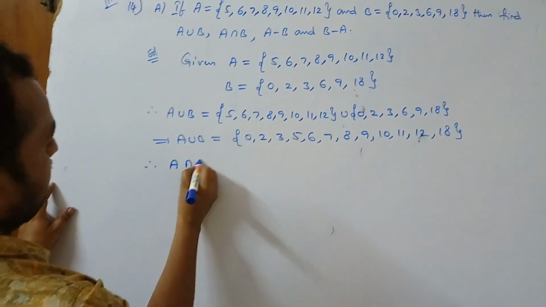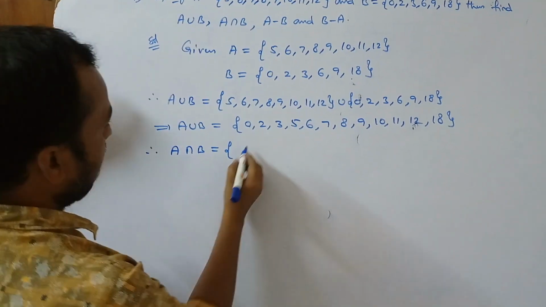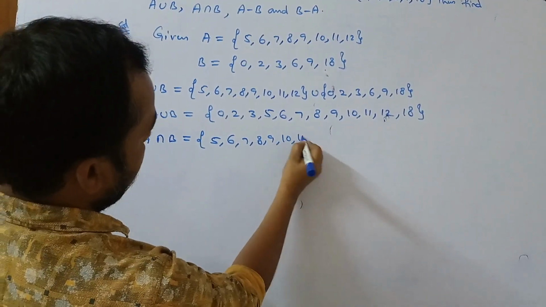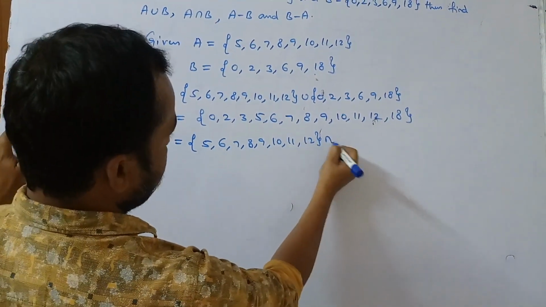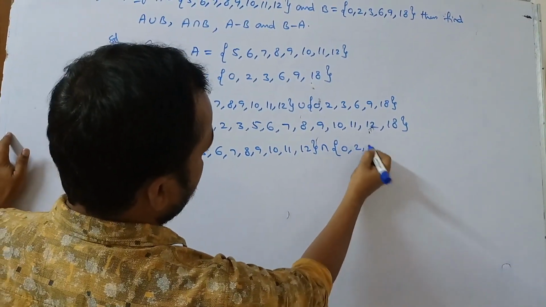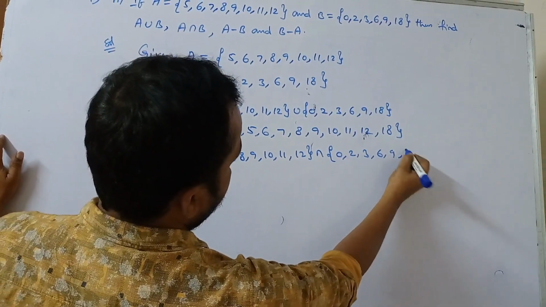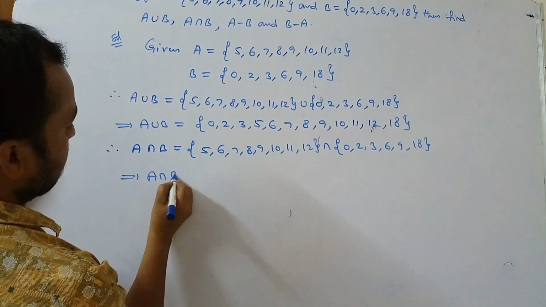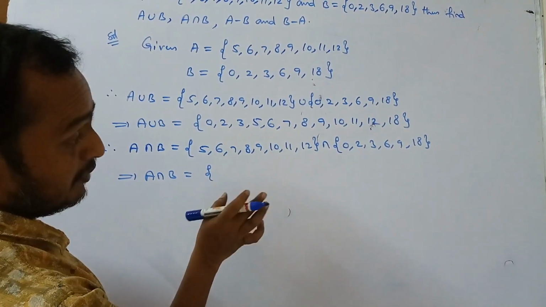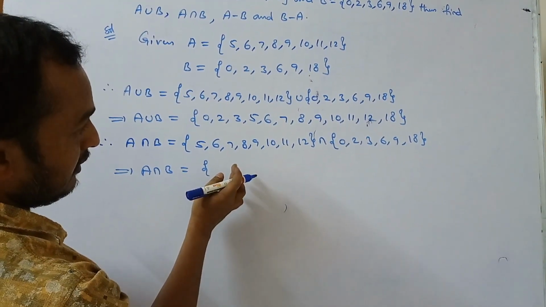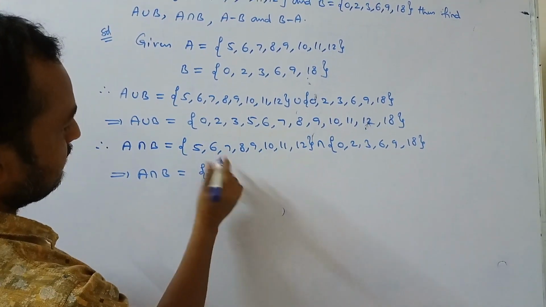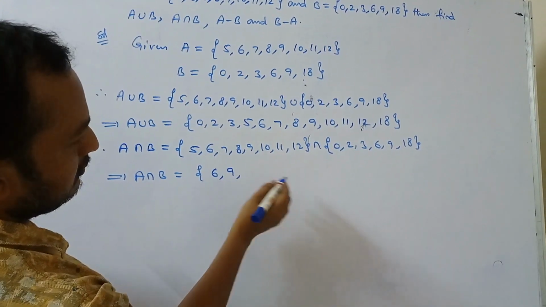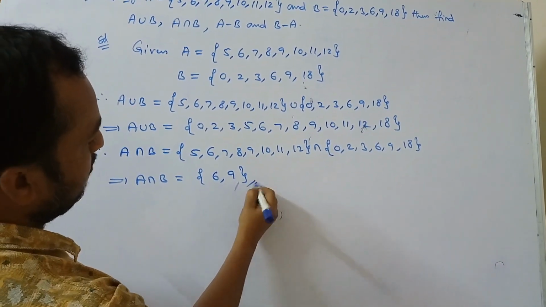A intersection B. First write down A set: 5, 6, 7, 8, 9, 10, 11, 12. Intersection B set: 0, 2, 3, 6, 9, 18. Now, A intersection B. Intersection means common elements. What are the common elements here? 5 is not there. 6, we have 6 common. 9. That's it. Only 2 elements.